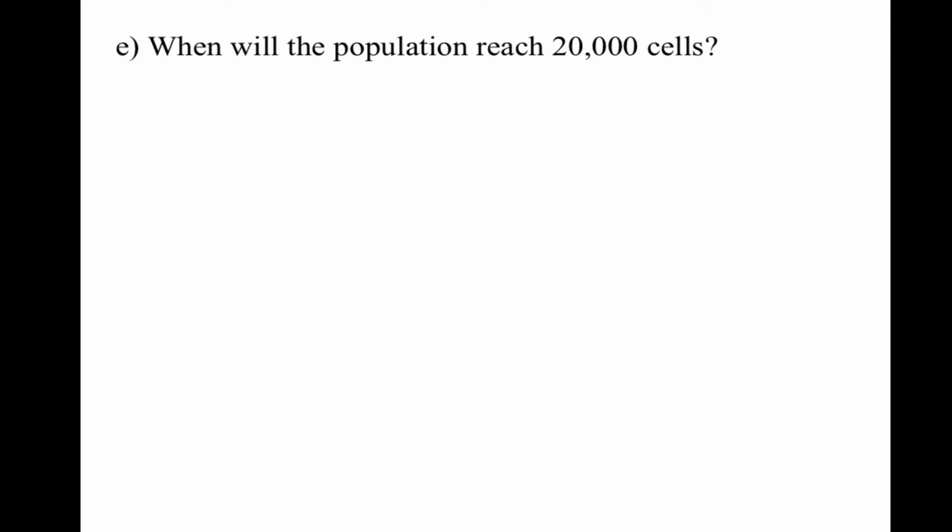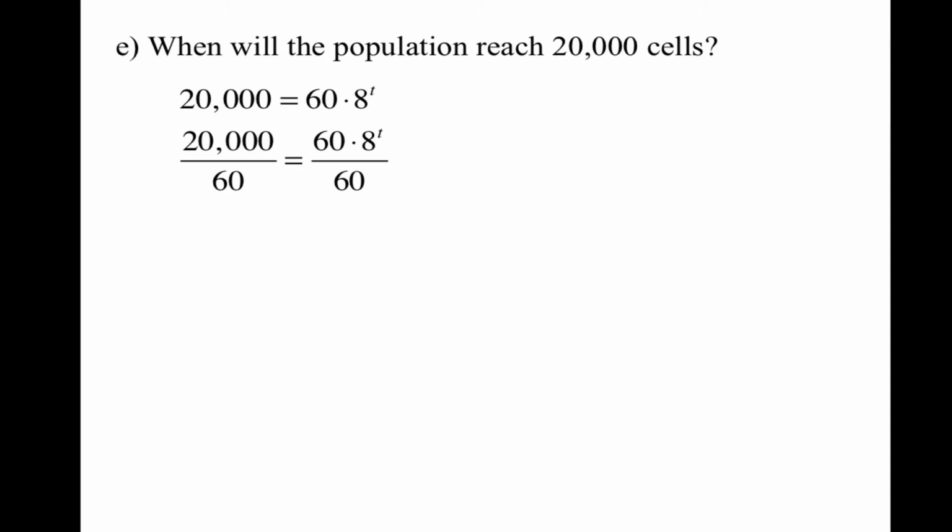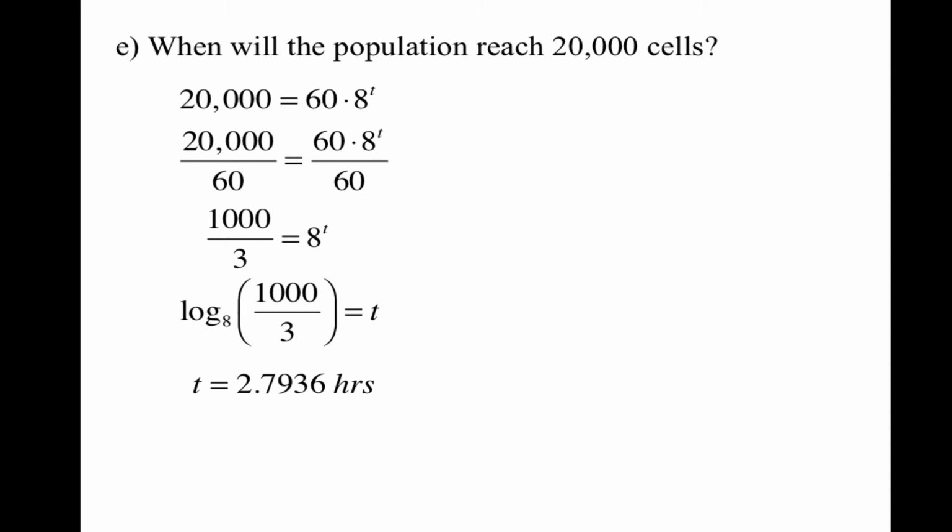And part E, so when will the population reach 20,000 cells? That means I need to find t when P equals 20,000. So I'm going to set 20,000 equal to my equation and solve for t, so divide by 60. And in order to get t down, I have to take the log of the base, so in this case log base 8 of 1,000 over 3 equals t. And then to get that actual number, I would plug this in my calculator to get t equals 2.7936 hours.